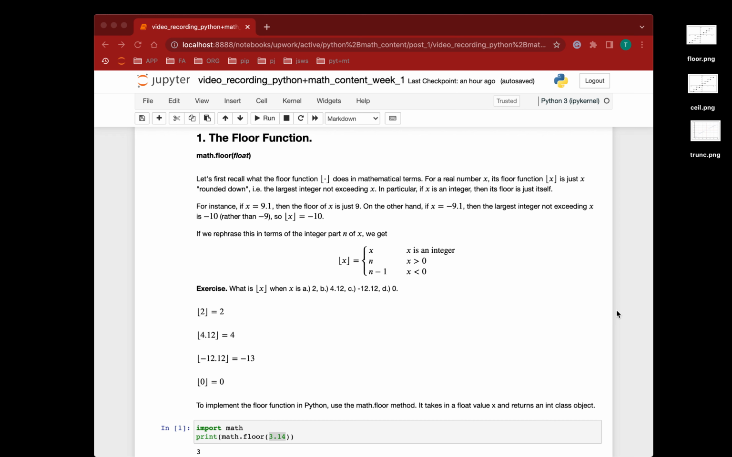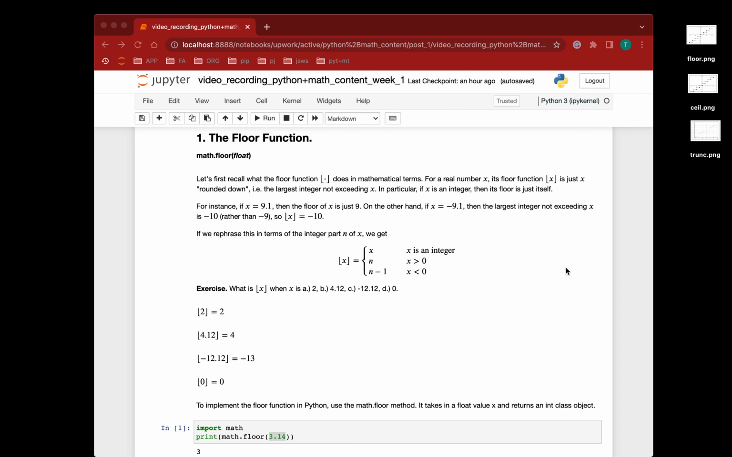To start off our discussion, let's look at the floor function mathematically. So what does the floor function do? It takes in some real number x, which is to say a number that can be written as a decimal, and it outputs the number rounded down. So it's just the largest integer not exceeding x. So for instance, if you take x equals 9.1, the floor of it is just 9.